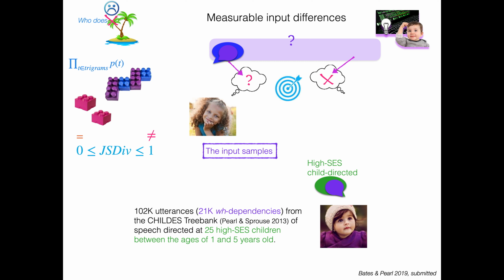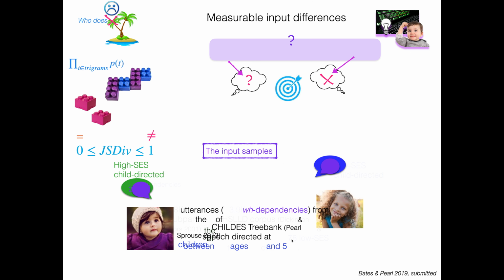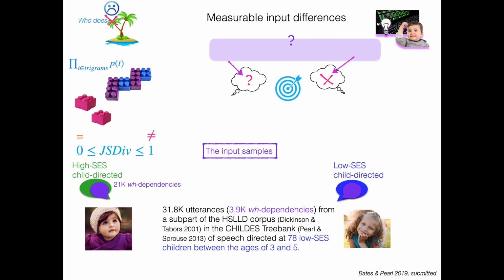Now, let's talk about the input samples that we're going to use. Our high SES child-directed input comes from the Childes Treebank. It's about 102,000 utterances, about 21,000 wh-dependencies, and this is speech directed at 25 high SES children between the ages of 1 and 5 years old. Our low SES sample comes from a subpart of the HSLLD corpus in the Childes Treebank. This is about 31.8 thousand utterances, about 3.9 thousand wh-dependencies, and this is speech directed at 78 low SES children between the ages of 3 and 5.